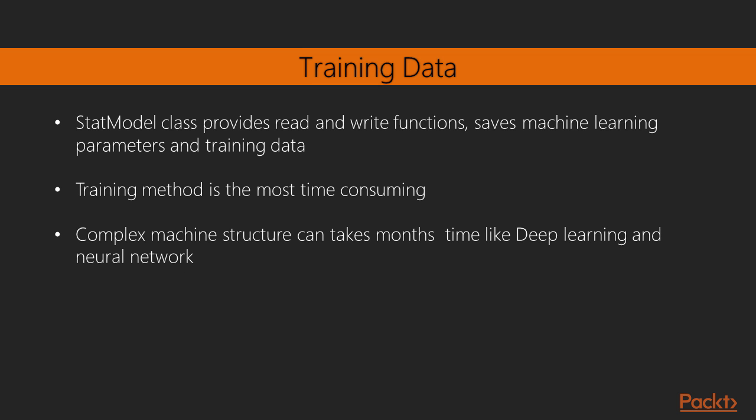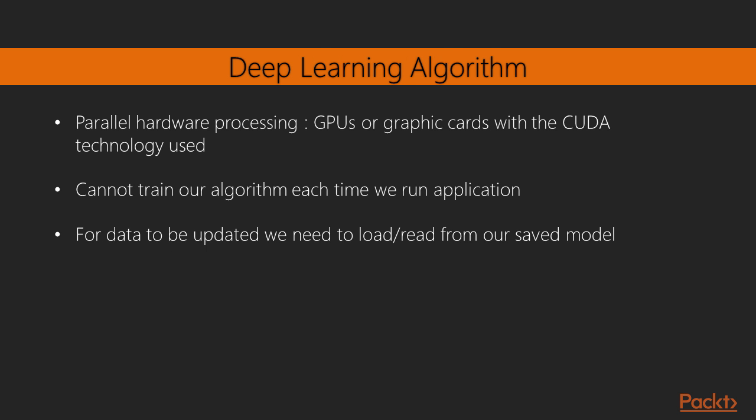and training data. In machine learning, the most time-consuming part is the training method. Training can take from seconds to weeks or months for large data sets and complex machine learning structures. For example, in deep learning and a big neural network structure with more than 100,000 images. In deep learning algorithms, it is common to use parallel hardware processing. For example, GPUs or graphic cards with the CUDA technology are used to decrease the computing time during training.